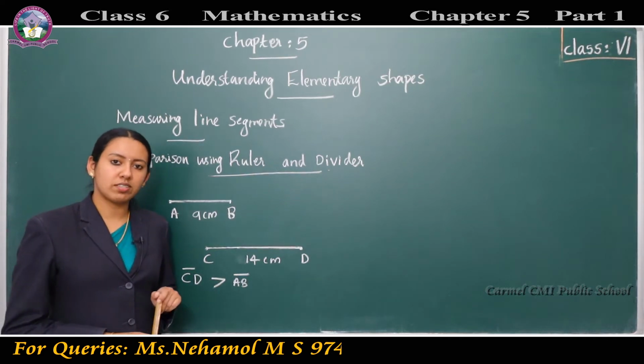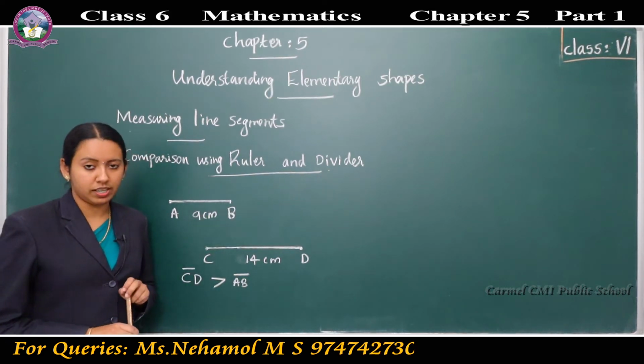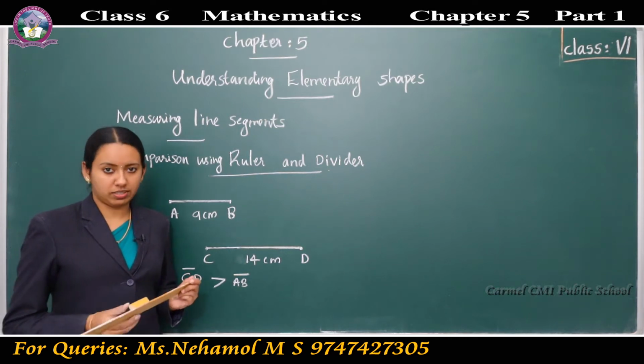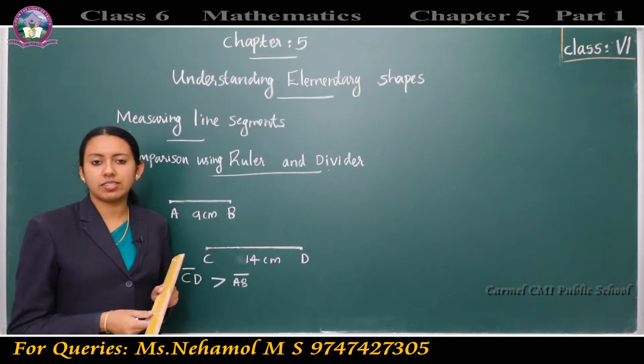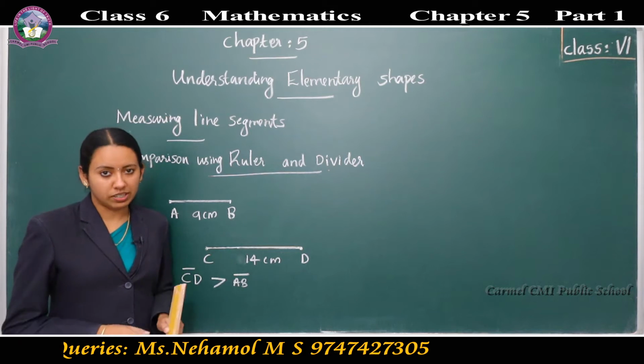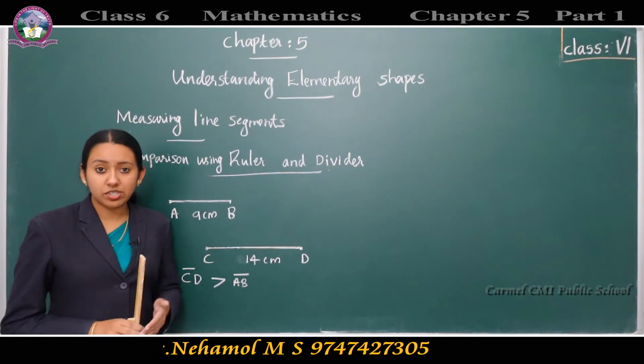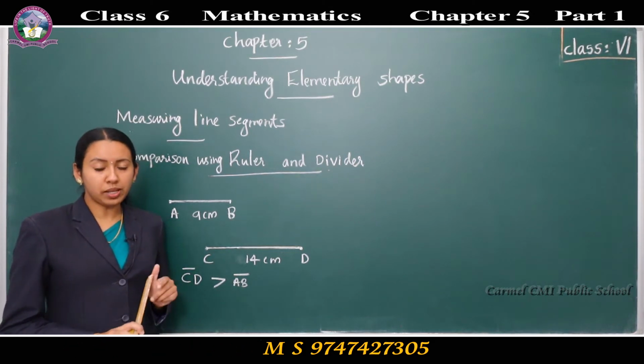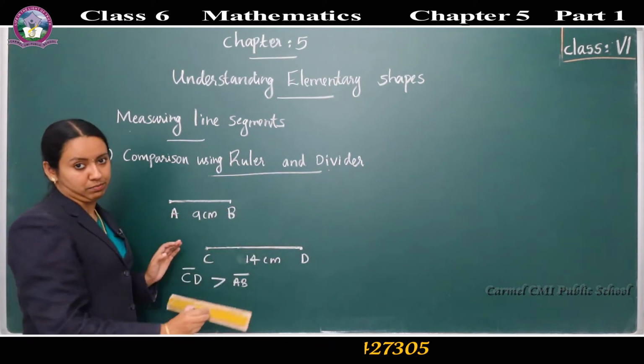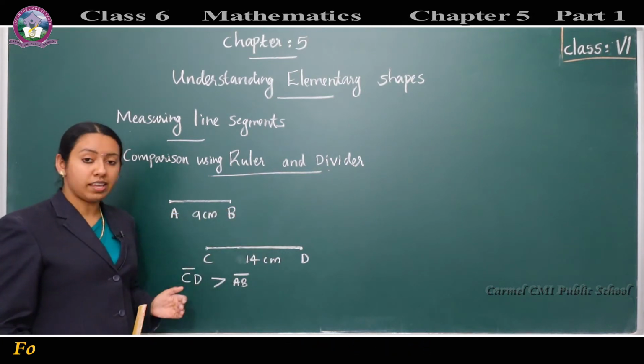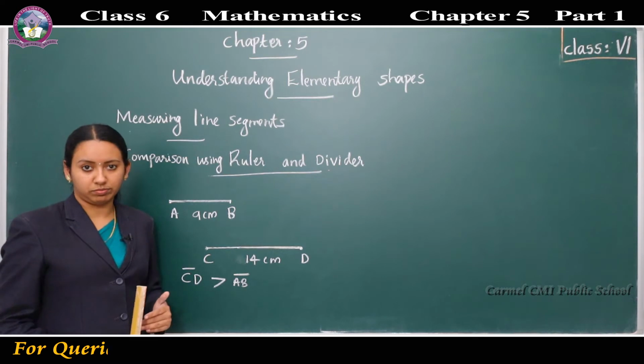There are some chances of errors in this procedure. First one, thickness of the scale. Sometimes the thickness of the scale may cause difficulties. Otherwise, positioning error. The eye should be positioned correctly. Otherwise, there is a chance of error.